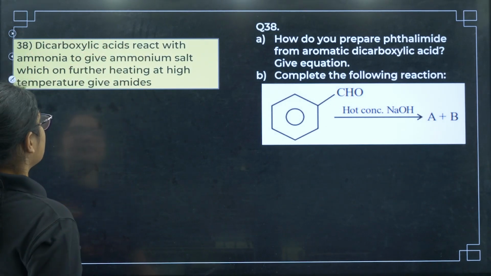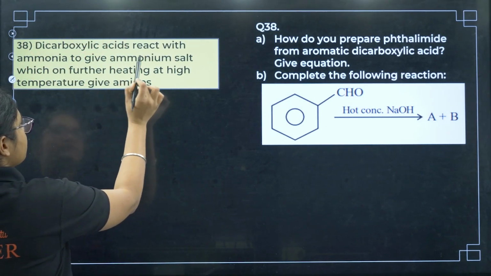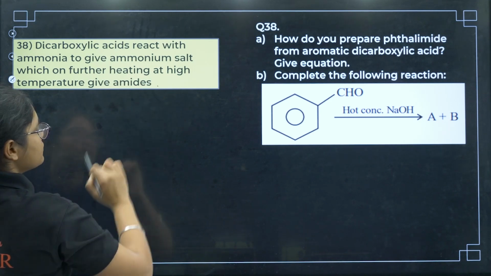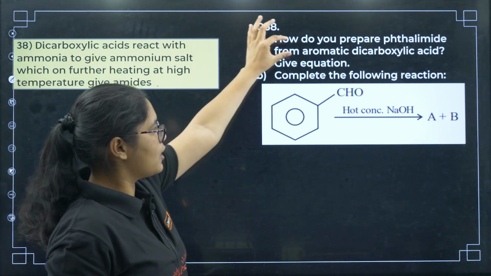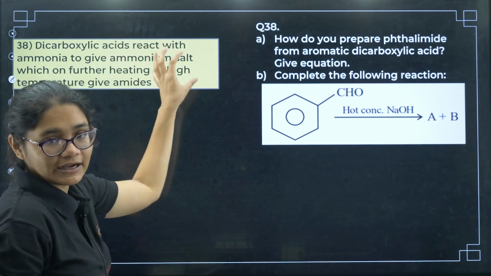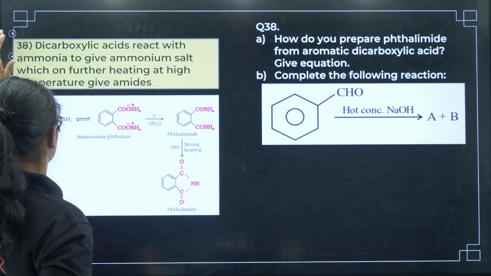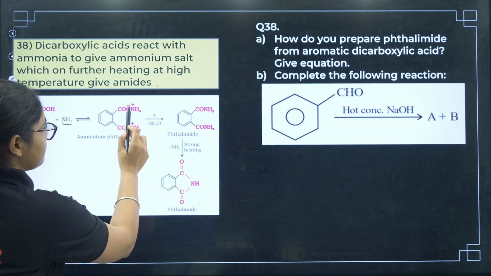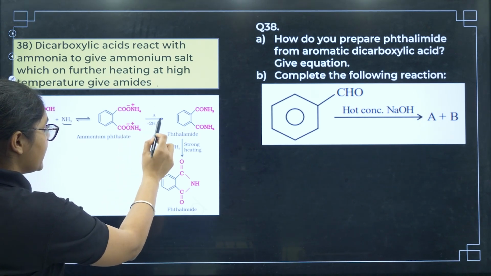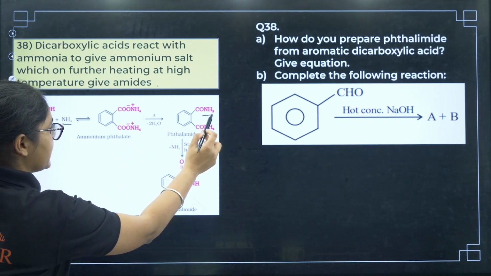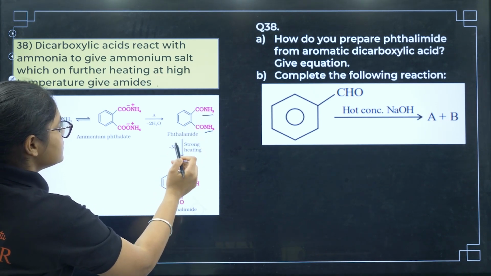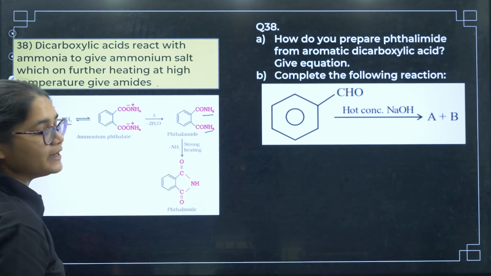Dicarboxylic acid reacts with ammonia to give an ammonium salt, which on further heating at higher temperature gives you an amide. So, this is this part, the statement part of how you prepare it. Next, you have to write the equation. So, you can see here the dicarboxylic acid, when it reacts with ammonia, forms a salt. Then by heating it, we get amides. Then once this amide is formed, there is strong heating and you can get phthalimide here.